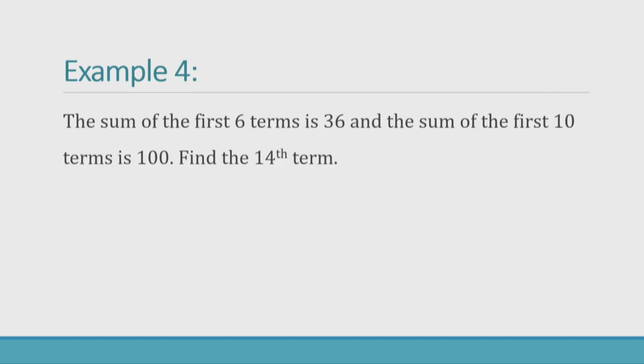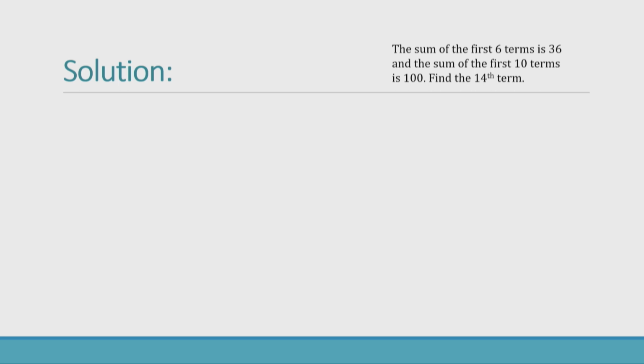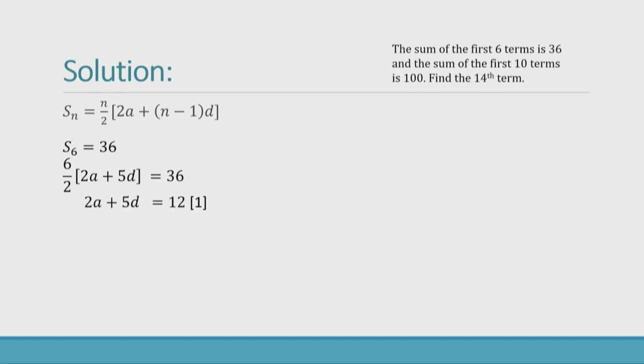Moving on to example 4, the sum of the first 6 terms is 36 and the sum of the first 10 terms is 100. Find the 14th term. So here the formula for Sn. Now S6 is 36. This will give me 6/2 × (2a + 5d) = 36. Simplifying, I get 2a + 5d = 12, which is my first equation.